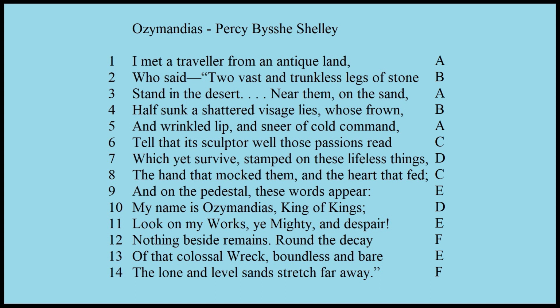But it doesn't do that. It says A, B, A, B, A, C, D, C, E, D, E, F, E, F. So it's a sonnet, but it doesn't actually conform to a specific sonnet structure. So immediately, it's a sonnet. It shares some similarities, especially in the alternating rhyme that it does, but it doesn't have any couplets, two that are next to each other that rhyme with each other.